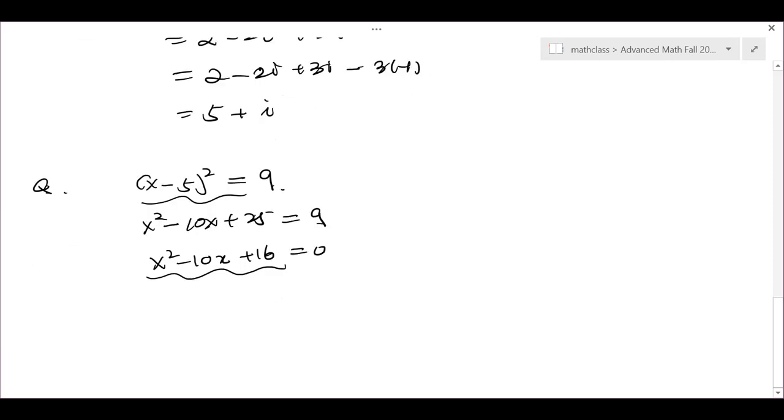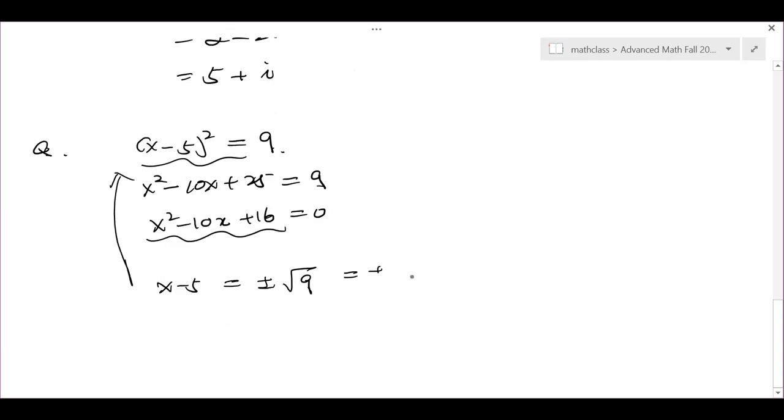Well, we're trying to find the numbers satisfying this equation. So I'm going to view x minus 5 as one number. So this should be plus minus square root of 9, using that original one. So that will be plus minus 3, because the square root of 9 is 3. Then x equals, move negative 5 to both sides, 5 plus minus 3.